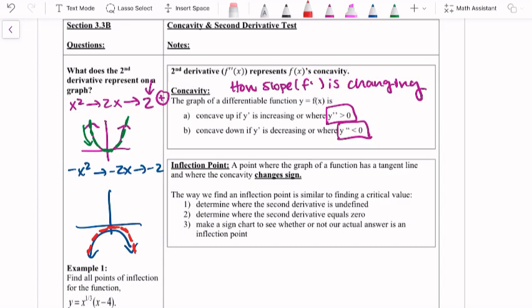Just like how we could tell where the function was increasing or decreasing based on the first derivative, we can tell where a function is concave up or concave down based off of the second derivative.